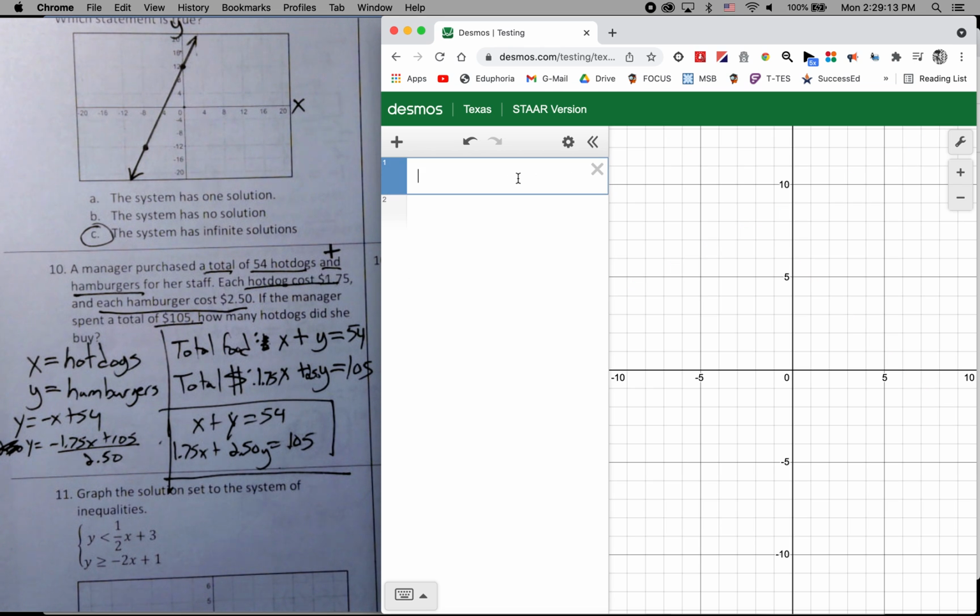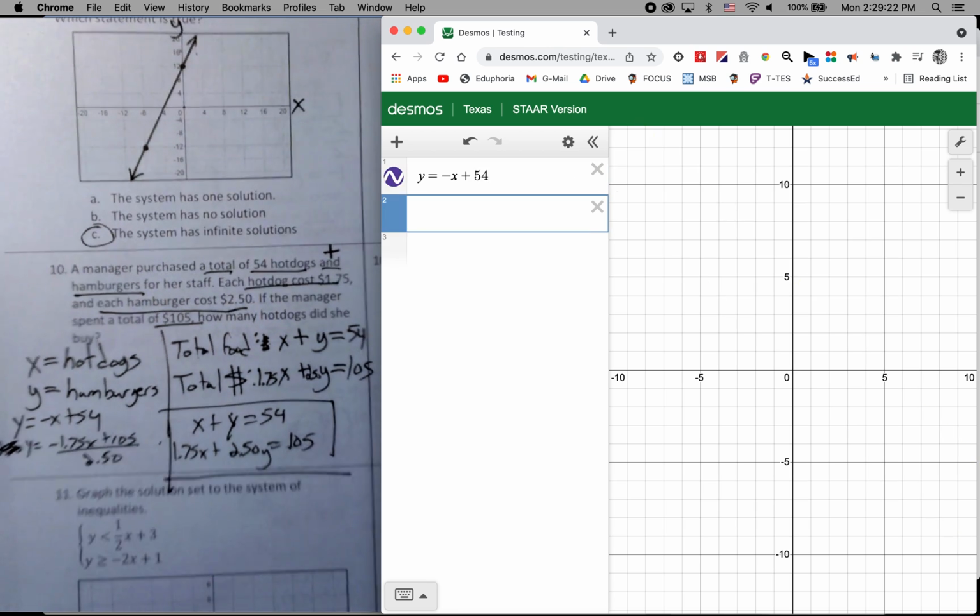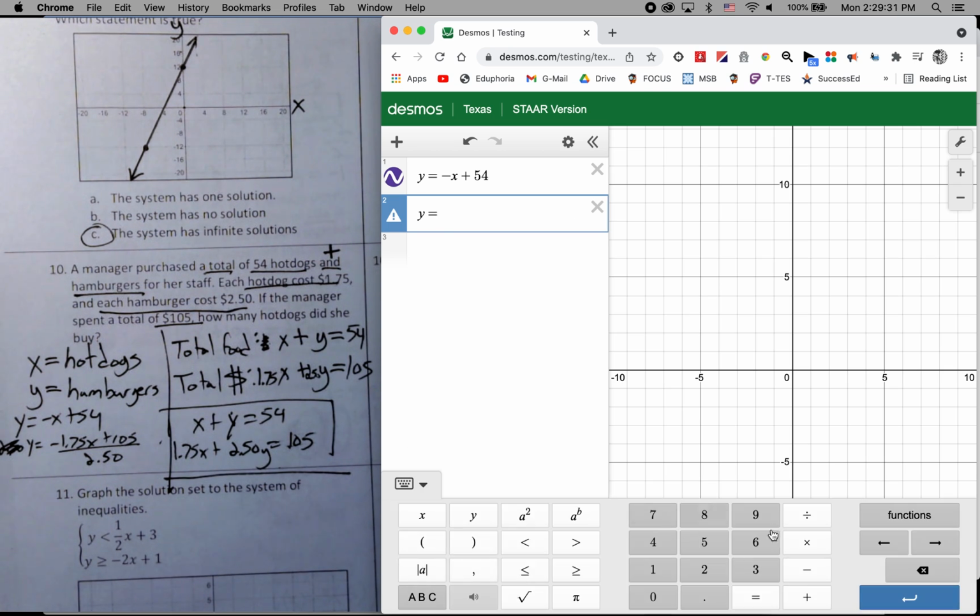So I'm going to solve these by graphing. So y equals negative x plus 54. And the other one is y equals, and then to do that big old fraction, what I'm going to do is hit this show keypad, hit the divide button like that and just type it in as a giant fraction. So negative 1.75x plus 105 all over 2.5.